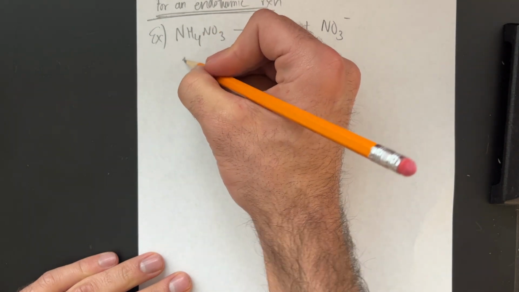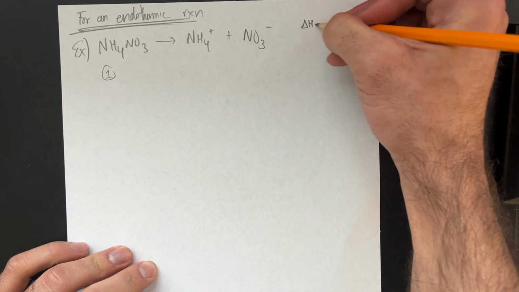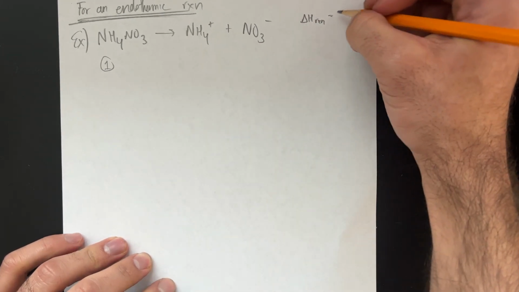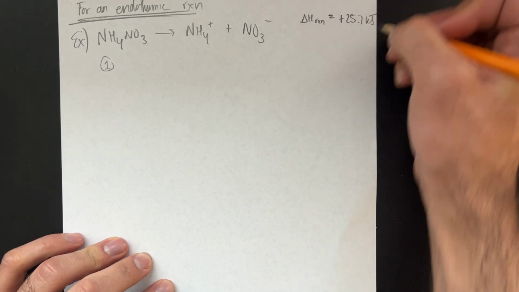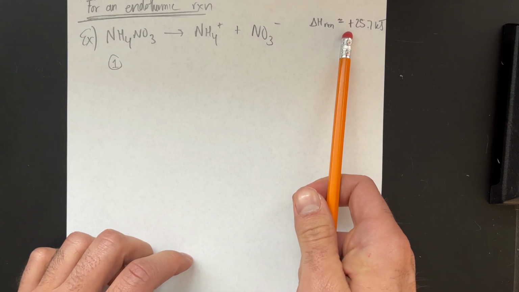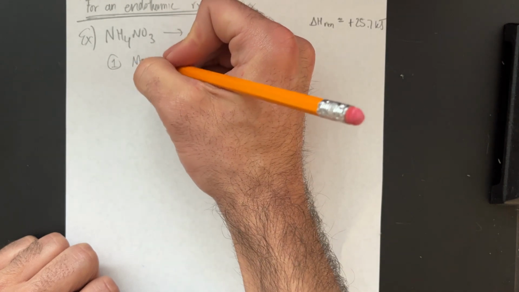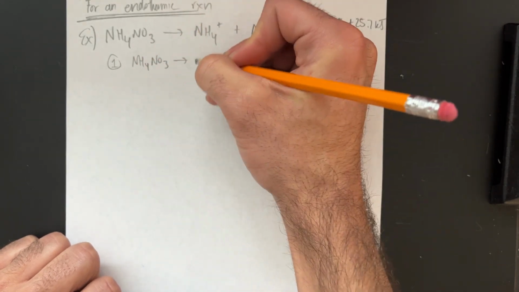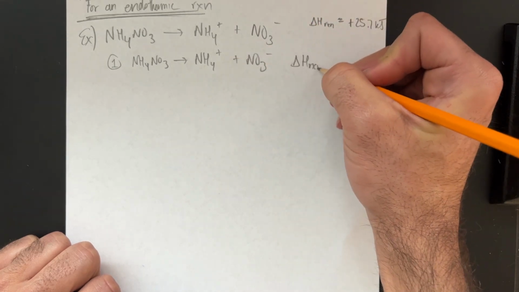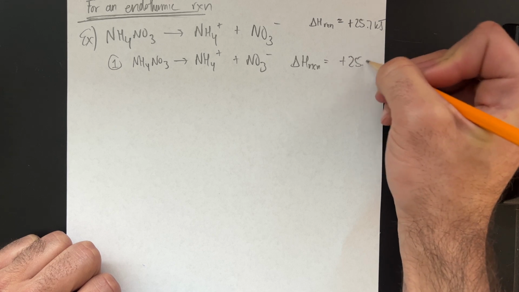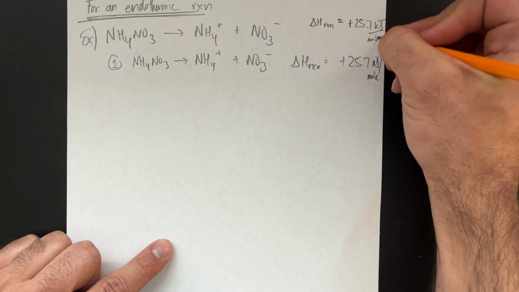Basically, what happens in an endothermic reaction is energy gets sucked in. And so here, the heat of reaction is going to be positive 25.7 kilojoules. And so we see that heat is being sucked in. We could write that here, for NH4NO3 yields NH4 plus and NO3 minus, delta H of reaction is equal to positive 25.7 kilojoules per mole.